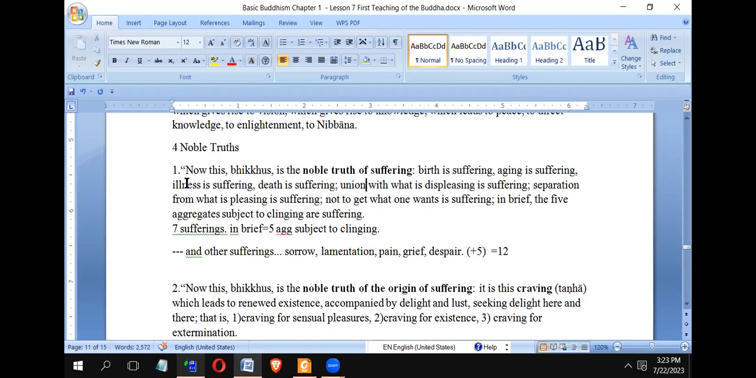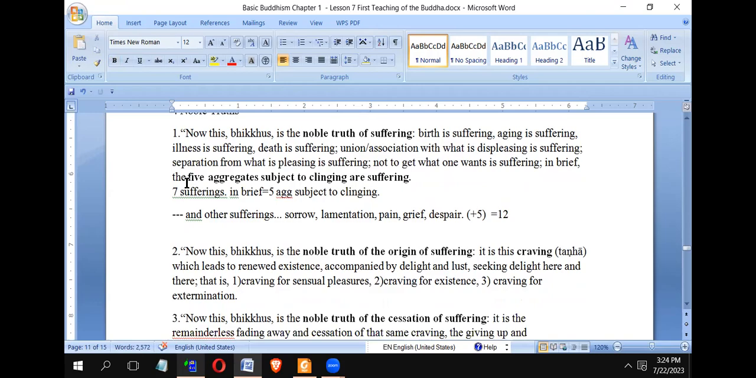Then union with what is displeasing means you associate with persons or things that you don't like, and separation from what is pleasing means separating from the things or persons you like, and not getting what one wants is suffering, right? So in brief, this is important: the five aggregates subject to clinging are suffering. So this is the first noble truth.